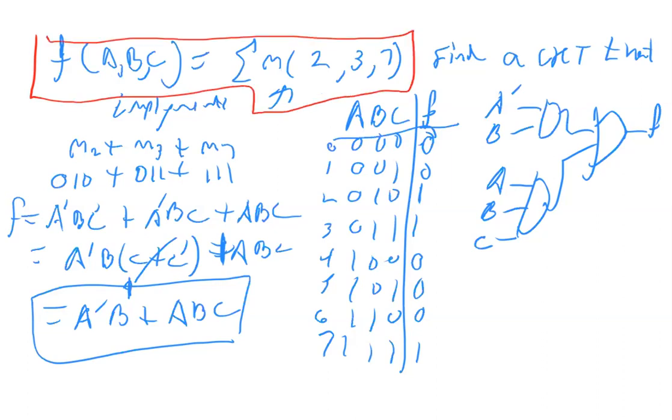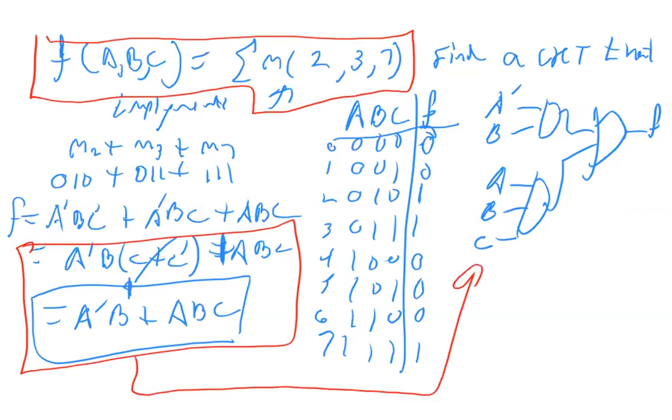So I can start with a canonical sum of products, do some rudimentary simplifications with Boolean algebraic manipulation, and then take the result and directly map into a circuit. What do you think of that?